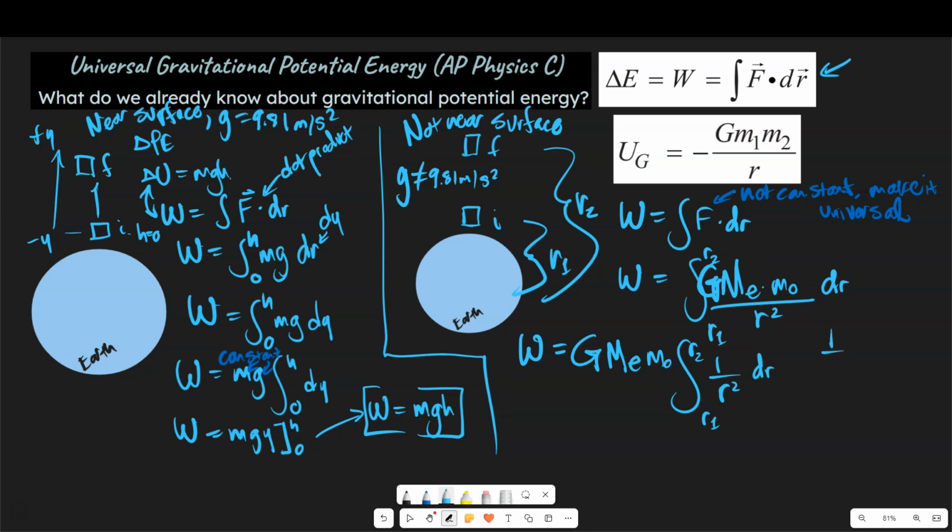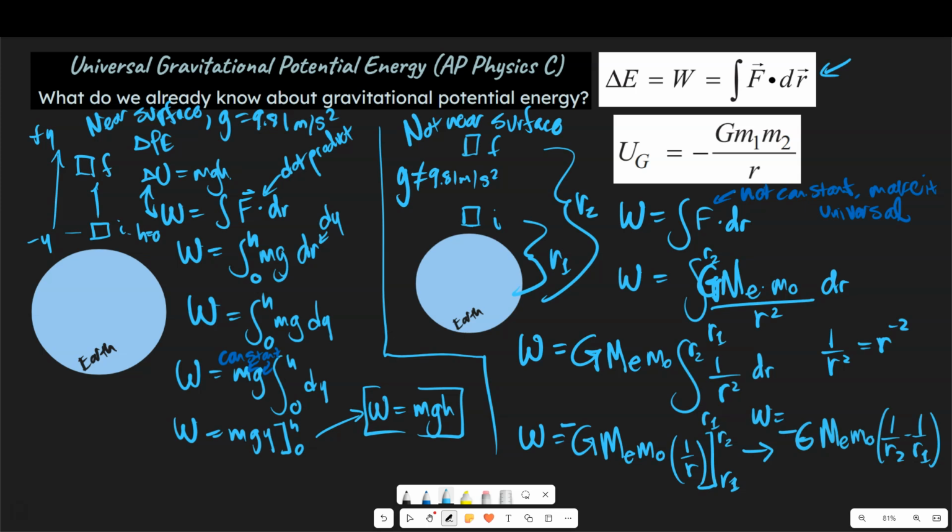Well, 1 over r squared is equivalent to r to the negative 2 power, just to remind you of that fact. So if we integrate this, we end up with a negative out in front and a 1 over r here, and that's going to be evaluated from r1 to r2. And what does that lead us to? Well, that leads us to this. So the amount of work done, or the change in potential energy, would be equal to this scenario.